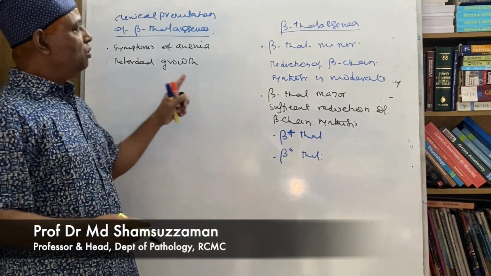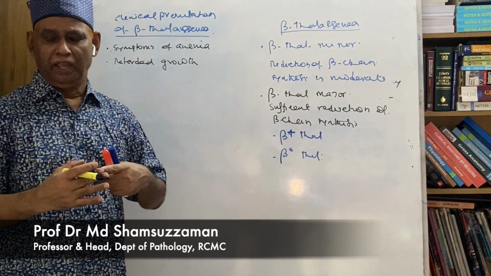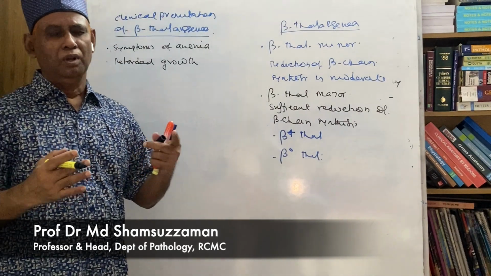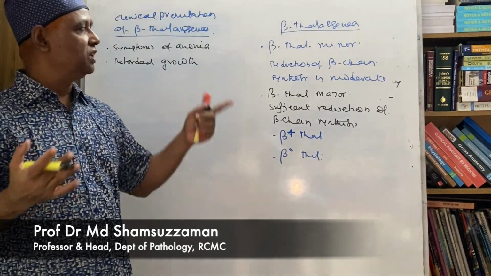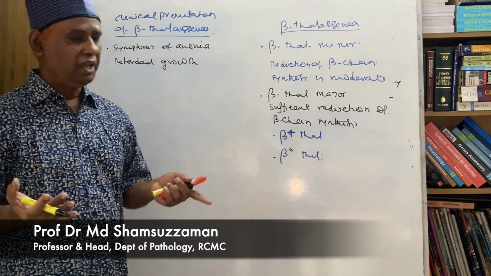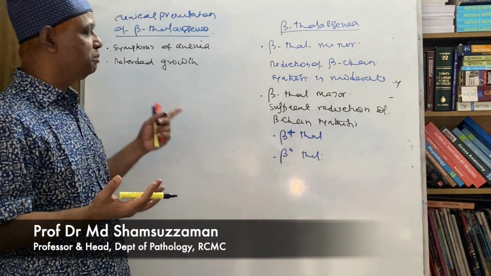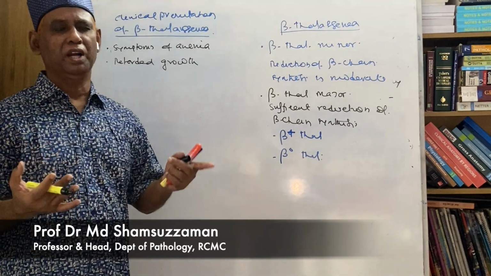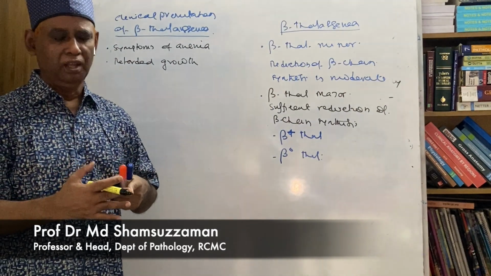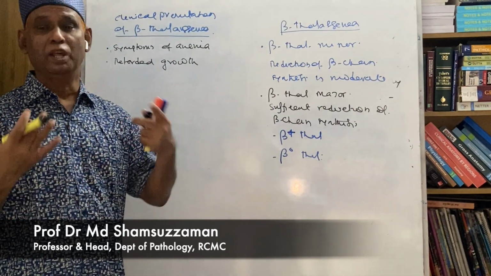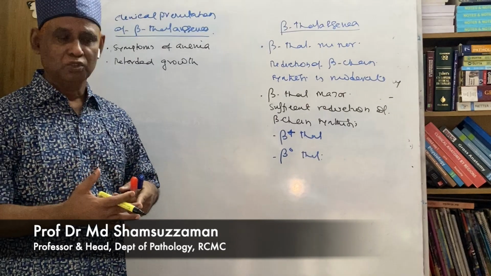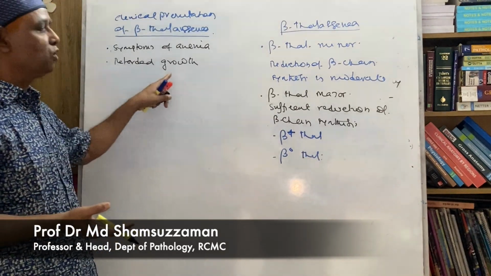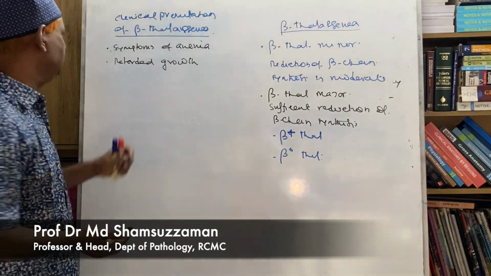Dear audience, as you know, it is a genetic disease, and the patient suffers from thalassemia since birth. As there is reduction of hemoglobin in the body since birth, there will be tissue hypoxia, cellular hypoxia from birth. So there will be retarded growth of that baby.